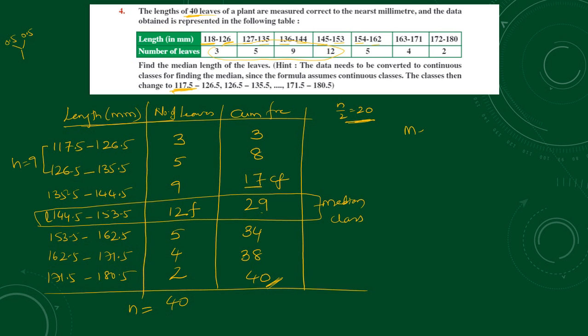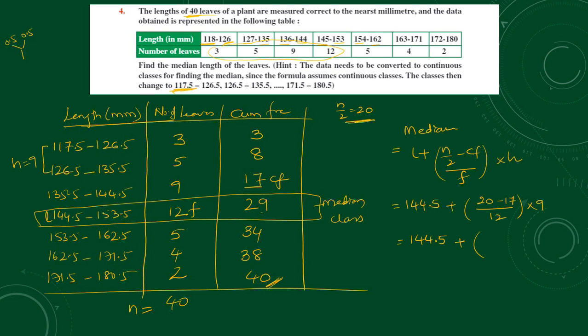Now finally writing down the value. What we need to find is the median. So median is equal to L plus n by 2 minus CF by F into h. Now writing down the values: 144.5 plus n by 2 is 20, minus CF is 17, by F is 12, into 9. So from this, 144.5 plus 20 minus 17 is 3, so 3 into 9 by 12.